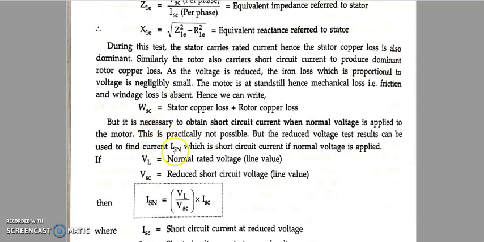And in the short circuit loss, what happens? It refers to the copper loss itself. It includes the copper loss in the stator as well as the copper loss in the rotor. So collectively I get the stator as well as rotor copper loss. So WSC is equal to stator copper loss plus rotor copper loss.